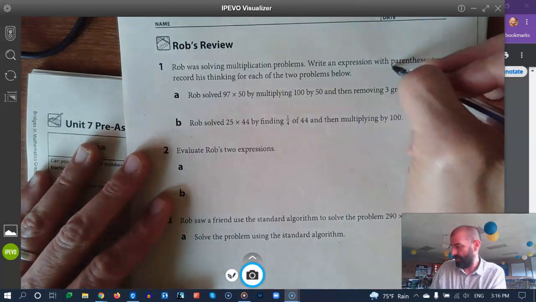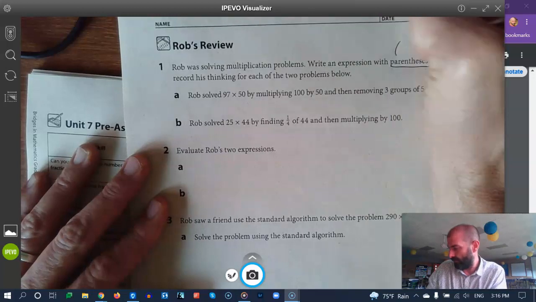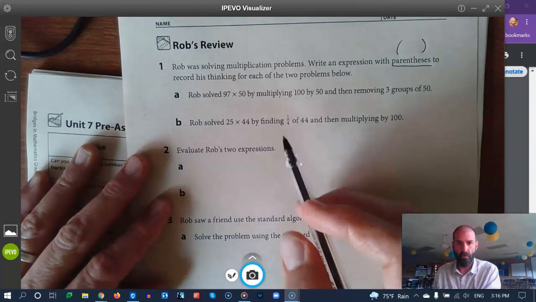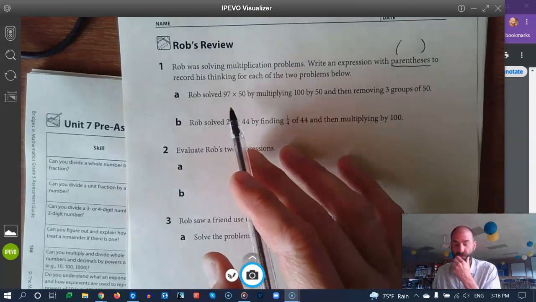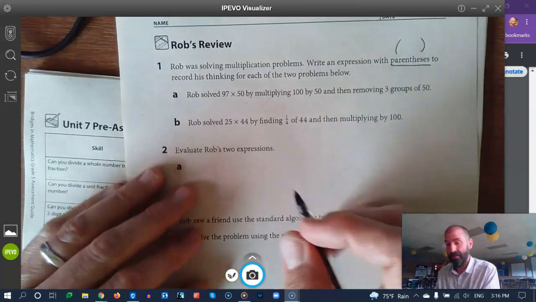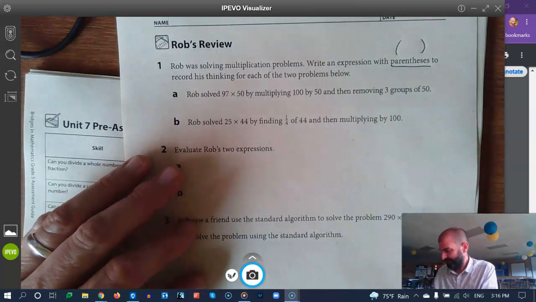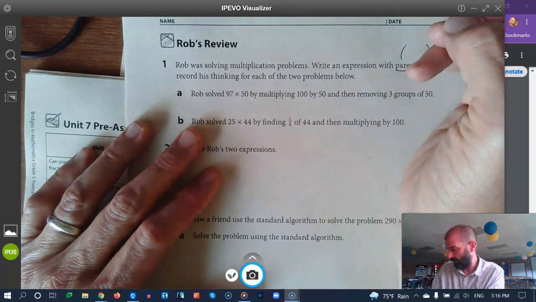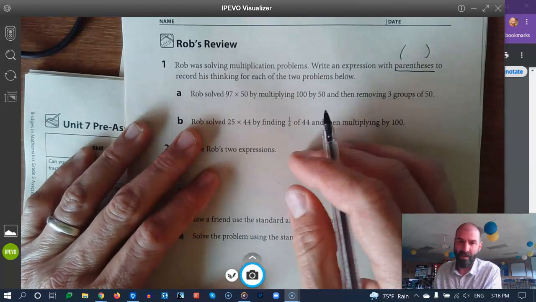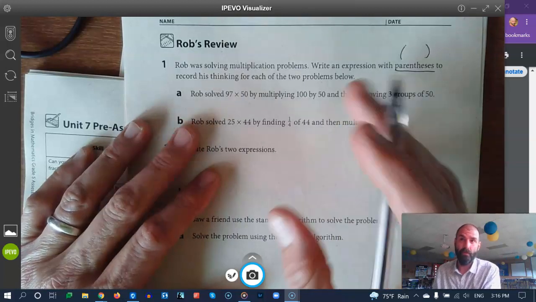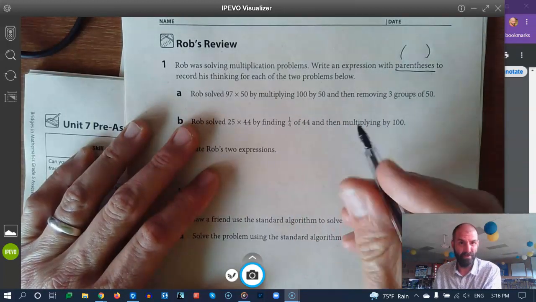And it also says parentheses. So parentheses are those guys. Okay? So go ahead and give it a try. Do letter A, and then check to see how it went, and then B, and then we'll go from there. All right. Rob solved 97 times 50 by multiplying 100. Let me say this. If I put 2 plus 2 equals 3 plus 1, that's still an expression because there's no answer yet. All right.